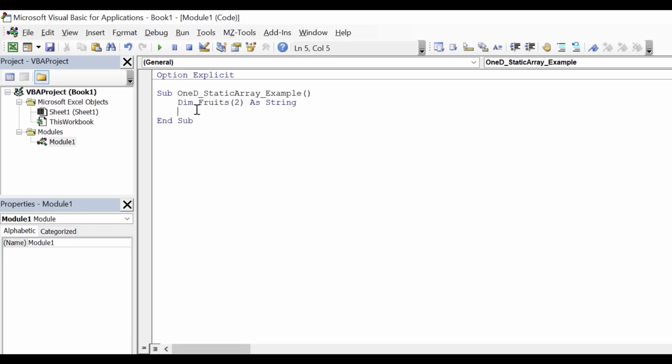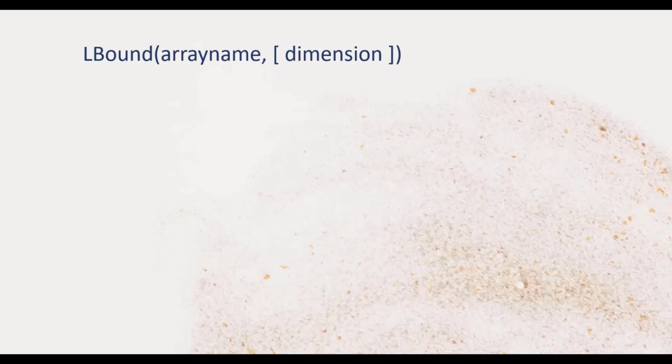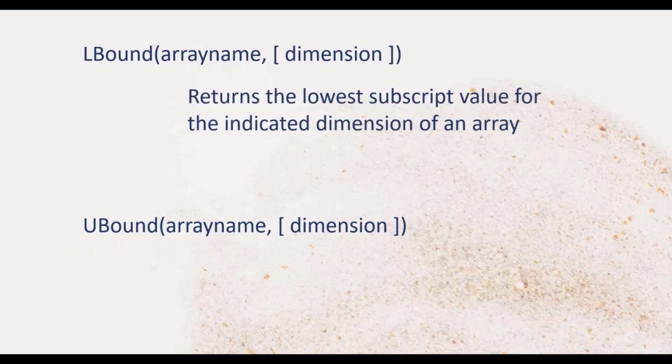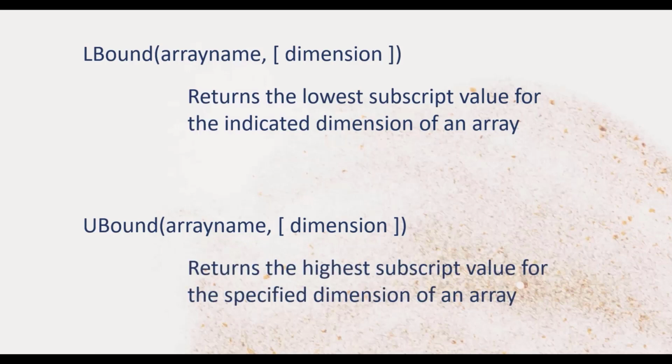You can use the LBound and UBound to return the lowest and the highest index of the array. The syntax of the LBound and UBound is LBound(array name, dimension) and for UBound, it is UBound(array name, dimension). The LBound returns the lowest subscript value of the indicated dimension of an array. And similarly, the UBound returns the highest subscript value for the specified dimension of an array.